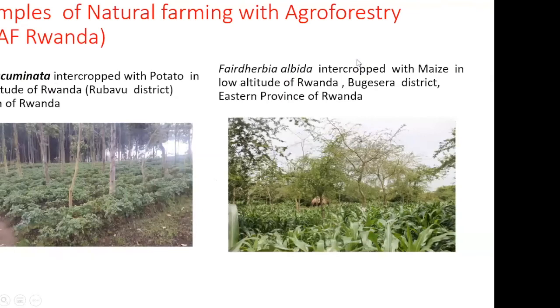Next. So this is a kind of experiment. This is high altitude. You see potato under Alnus acuminata, and you see the pruning, and this biomass is used to improve soil fertility and to increase organic matter. And here in the semi-arid zone, that is a long-term experiment, a pilot demonstration where a farmer comes to learn these principles of natural farming. You see the maize during the dry season, where you have Ferdebia, Markhamia and Grevillea, and the Grevillea are pruned to give access to light. Next.